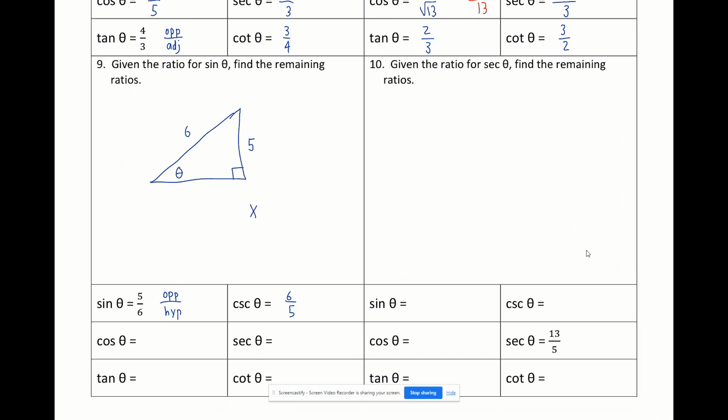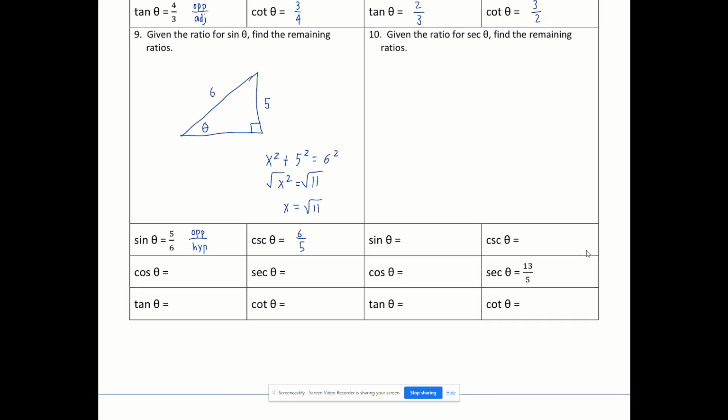So once again, we're looking for a leg. So x squared plus 5 squared equals 6 squared. So we're going to subtract 6 squared minus 5 squared. And if you do that, 6 squared minus 5 squared is 11. So x squared equals 11. We're going to take the square root of it. So x will equal the square root of 11. Think about it. I can't simplify that. So if I can't simplify it, I'm just going to leave it be. So my adjacent leg is the square root of 11.